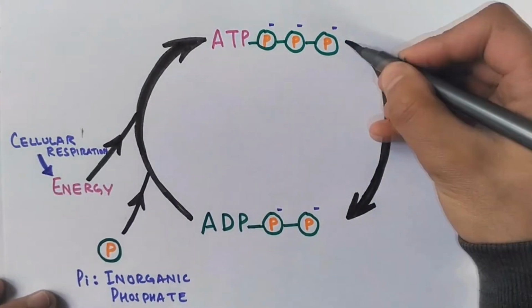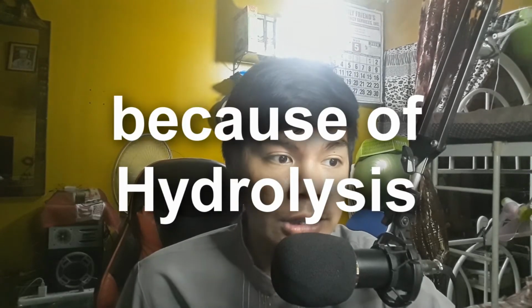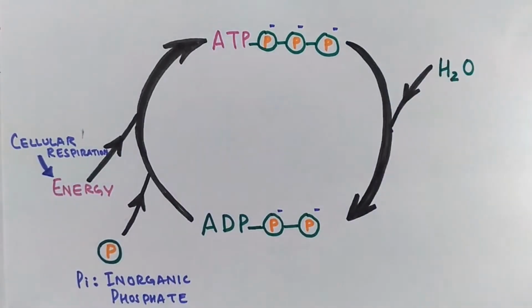Since it's called a cycle, it is a never-ending process. So ATP is turned back into an ADP again. How does it happen? It happens through the process of hydrolysis. How does hydrolysis work? How can we turn ATP into ADP? We combine water with it. The water will break down the adenosine triphosphate into adenosine and two phosphates, so it will become ADP.